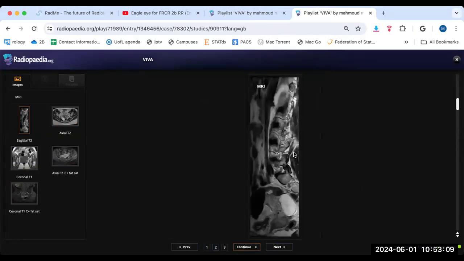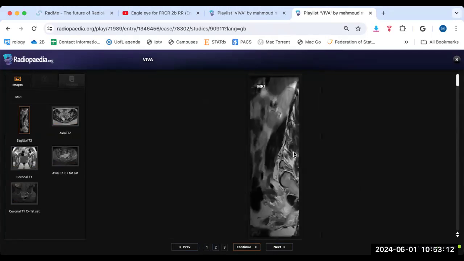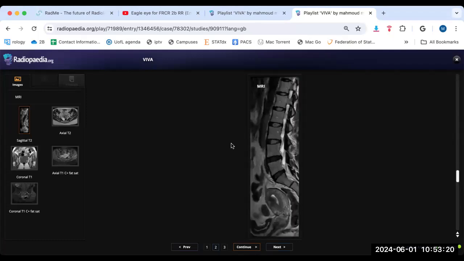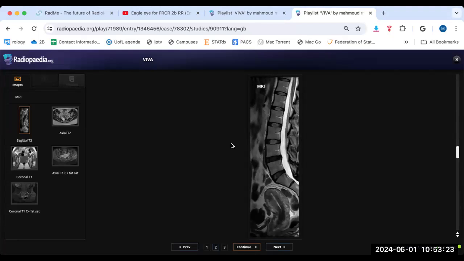Just one second, because of the scrolling. Can you scroll for me? Because it jumps. You can use the keyboard up and down. I'm using the keyboard, but it's jumping. Yeah, these are the Radiopaedia images.